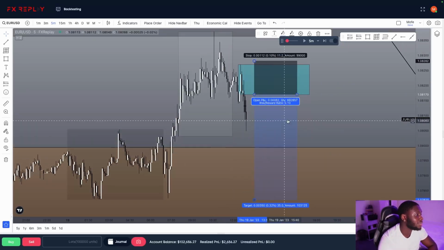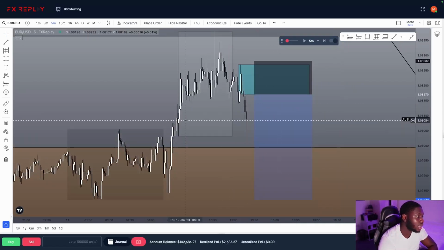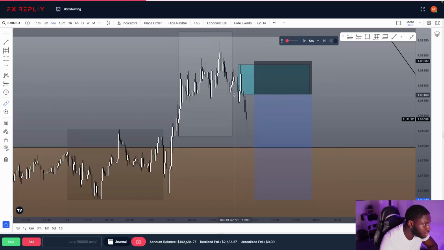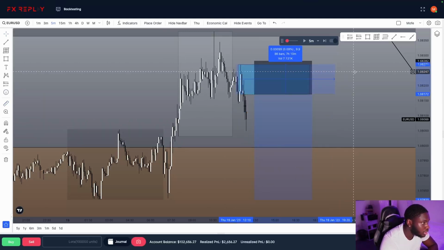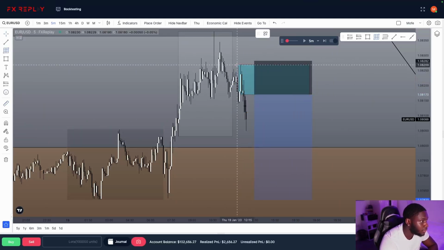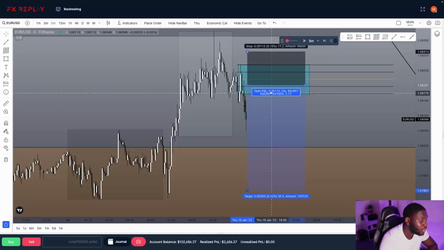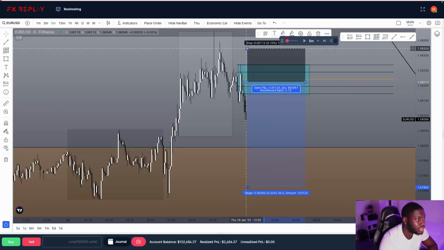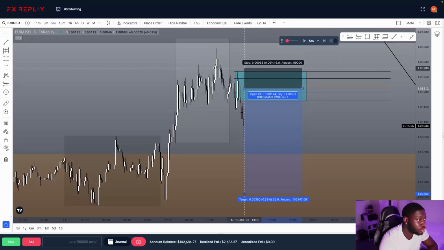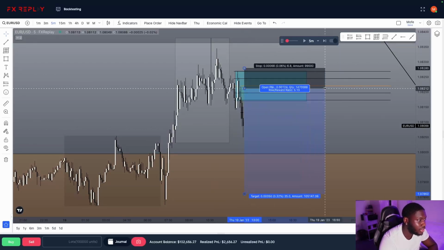I do see price disrespecting this order block, but I want to see if I can find a more accurate entry. So we measure the order block, 9.9 pips, draw up our fib levels, try enter from the 0.5. You can choose either the 0.5 or the 0.25. For the sake of following the rules strictly, I'm just gonna enter from the 0.5.